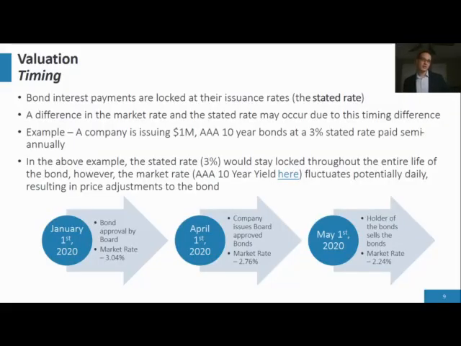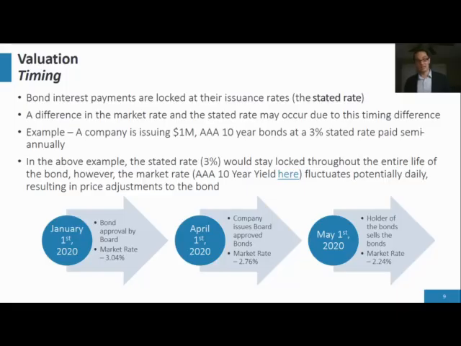But let's say January 1st, 2020, a bond is approved by a board and the market is 3.04%. So that market rate's locked onto it. We decide we're going to issue bonds at 3.04%. On April 1st, 2020, the company issues and the board approves the bonds. So at this time, the market rate is 2.76%, but our stated rate, we're saying, is 3%, right? So on January 1st, we were really close to that market rate, issuing it at 3%.